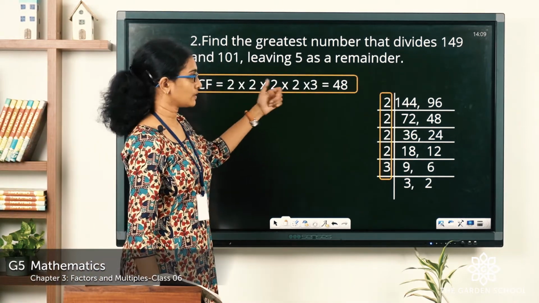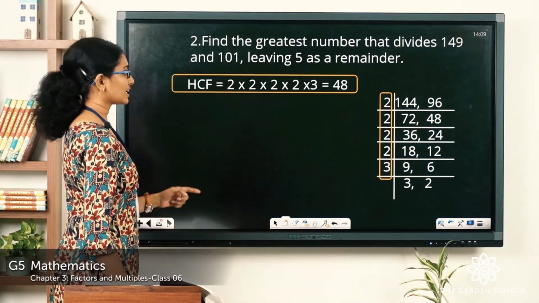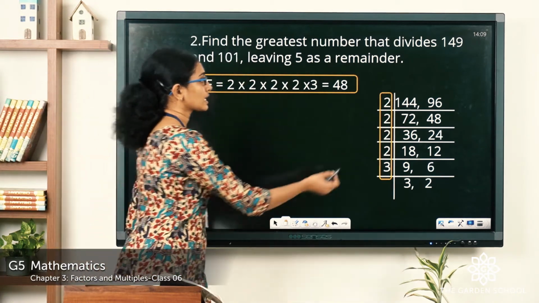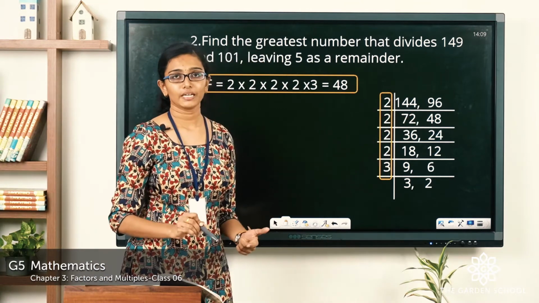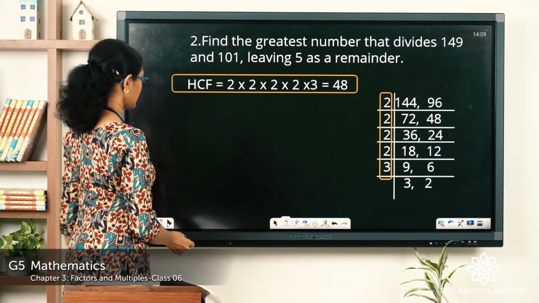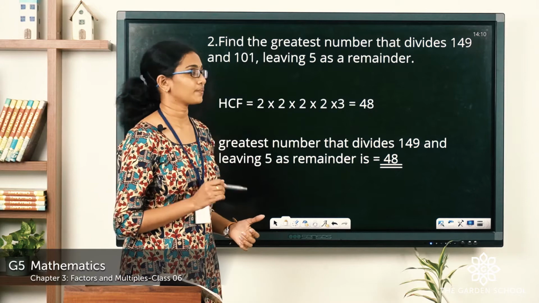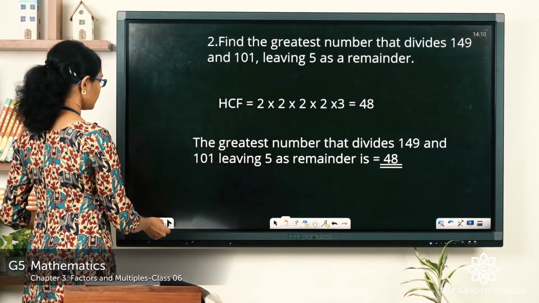So that is the HCF of these two numbers 144 and 96. So that is the greatest number that divides 144 and 96 completely without any remainder, and the numbers 149 and 101 leaving a remainder of 5. So I hope this is clear to you.